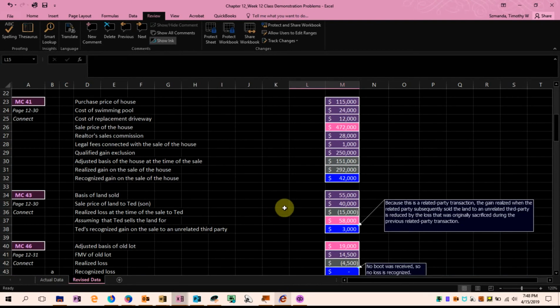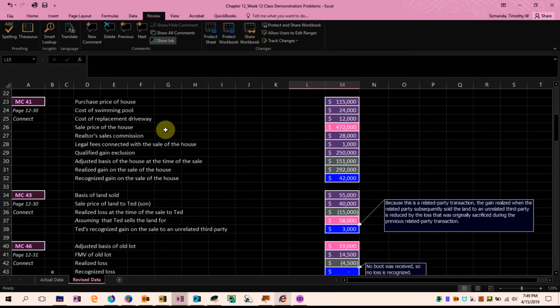Jumping down to number 41, which is listed in the text on page 12-30, another Connect assigned problem. Number 41 then, where Daniel is single, purchased a house on May 15th, 1995 for $115,000. During the years he owned the house, he installed a swimming pool at a cost of $24,000 and replaced the driveway at a cost of $12,000. On April 28th, Daniel sold the house for $470,000. He paid a realtor commission of $28,000, legal fees of $1,000 on the sale of the home. What is Daniel's recognized gain on the sale?